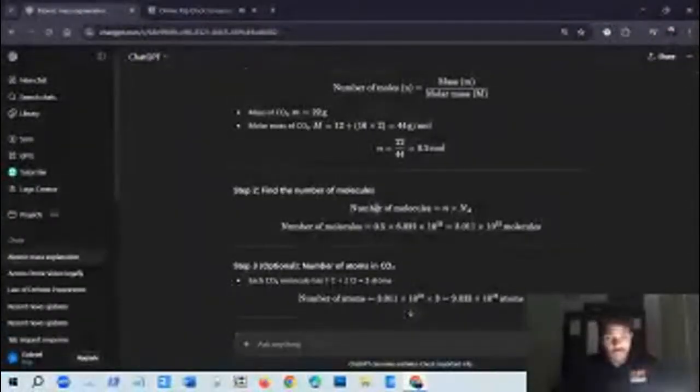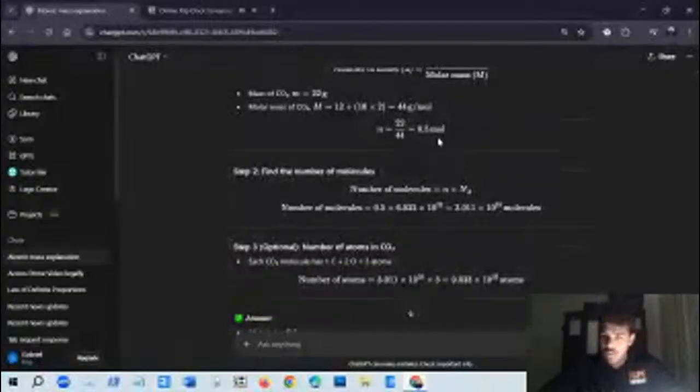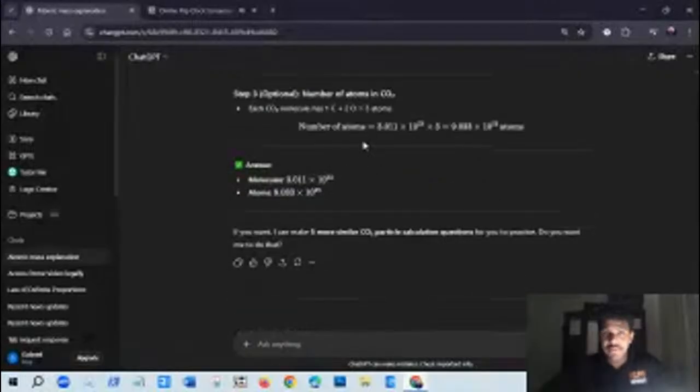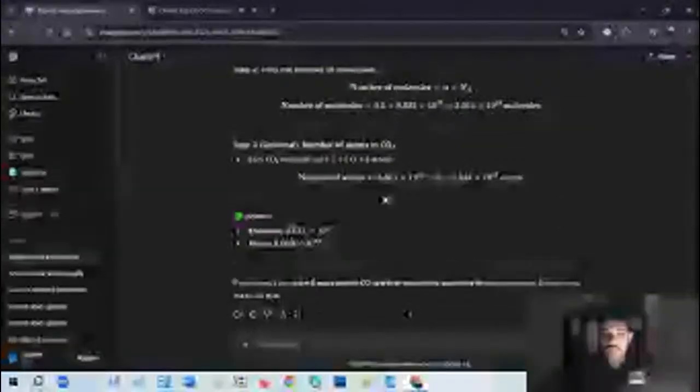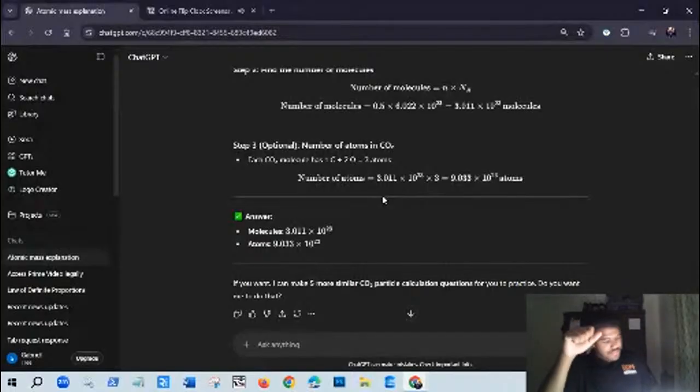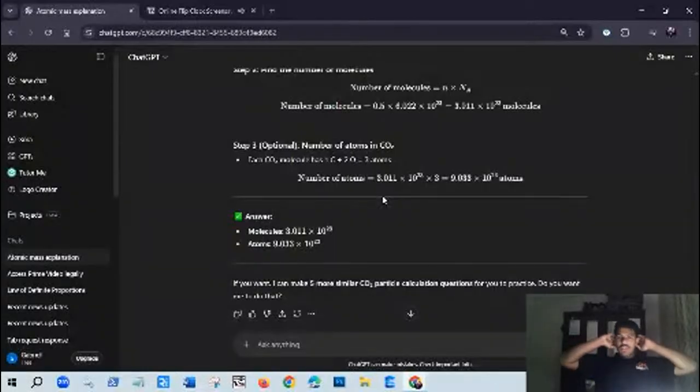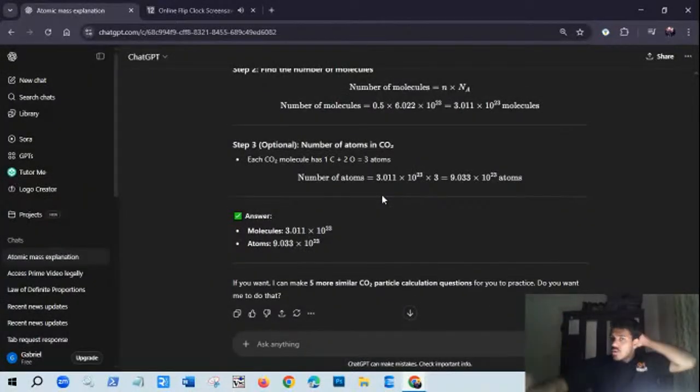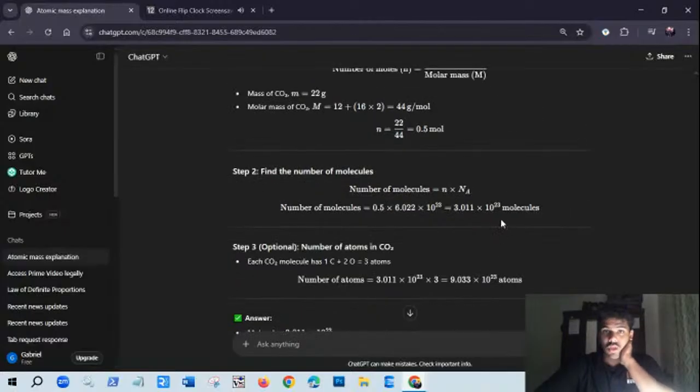Number of atoms. Number of molecules is n into NA, n is 0.5, and number of atoms in CO2 is number of molecules times 3. Oh yeah, it is three.